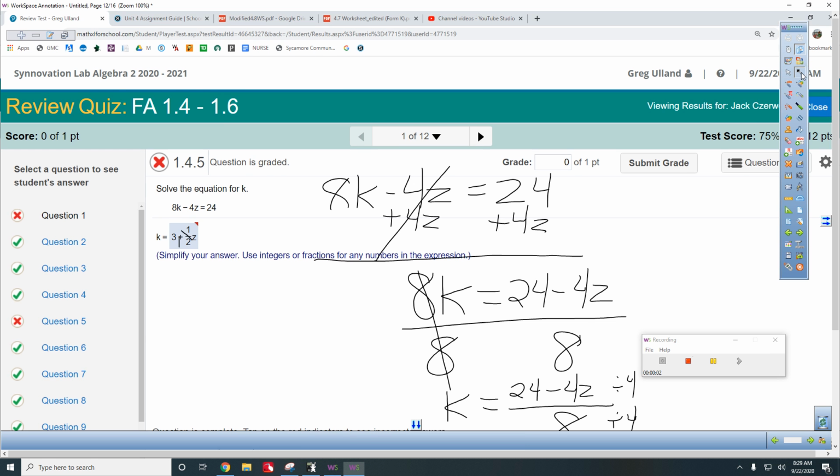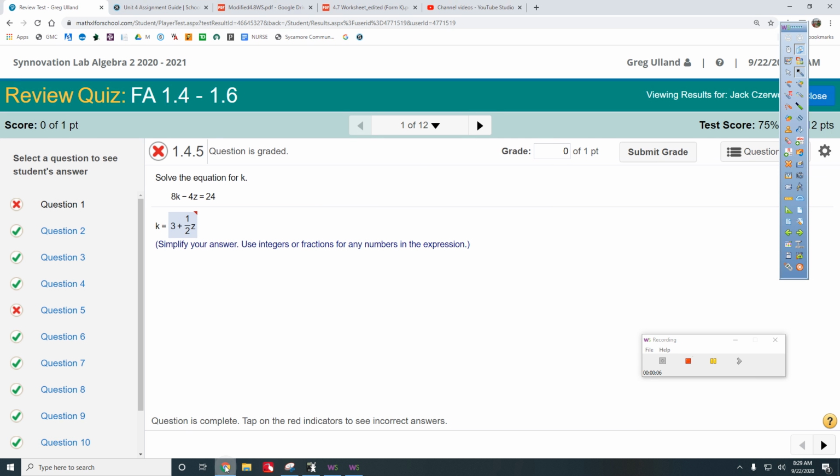Alright, Jack. Here is the help you need on your quiz, assuming I can touch all these buttons in the right order. Alright, so this is one of the harder questions on the quiz.